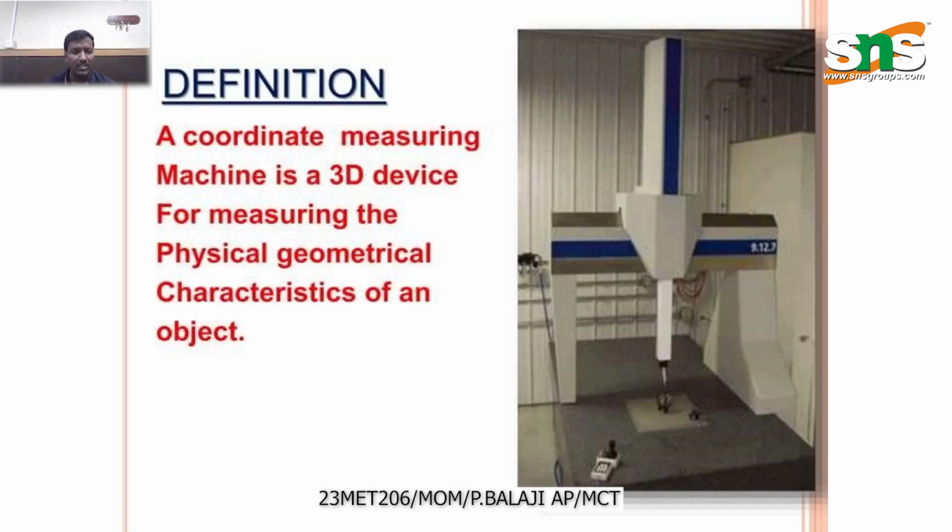Basically, a coordinate measuring machine is a three-dimensional device used to measure the physical geometrical characteristics of an object. In an object you can have many kinds of surfaces, like dimensions, diameters, rectangles, length and width. Those things you want to measure in a single probing, and you can measure all of them.